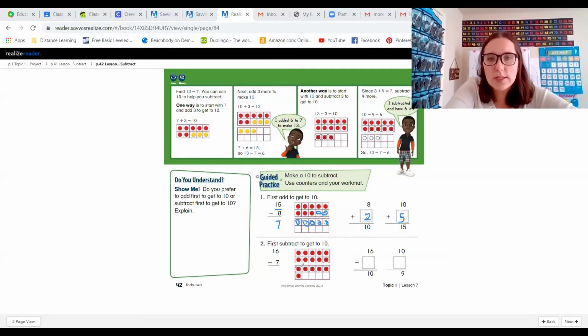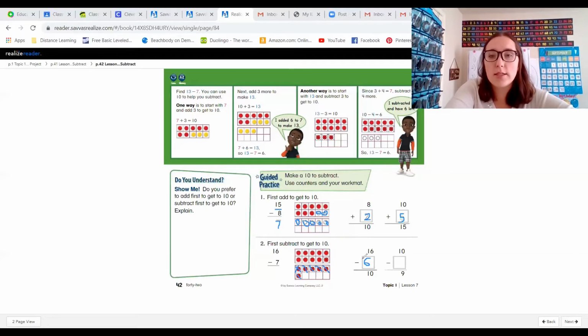So let's cross off 6 counters. 1, 2, 3, 4, 5, 6. So if we had 16 counters and we subtracted 6 counters, now we have 10. We made a 10. Now we need to subtract 7 counters total.